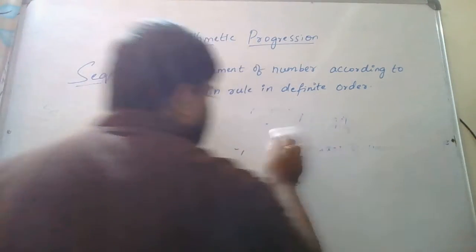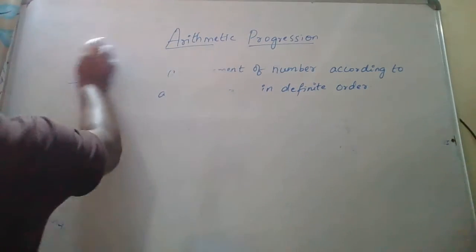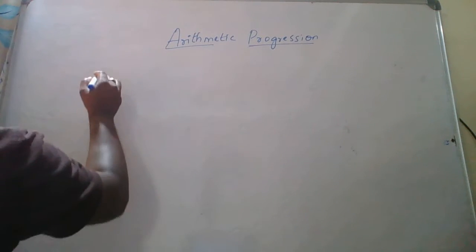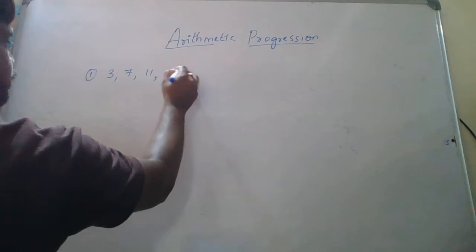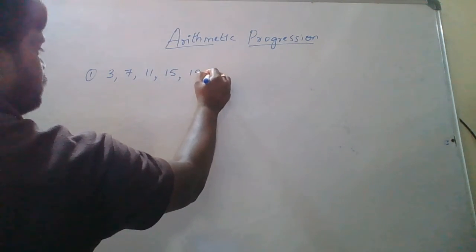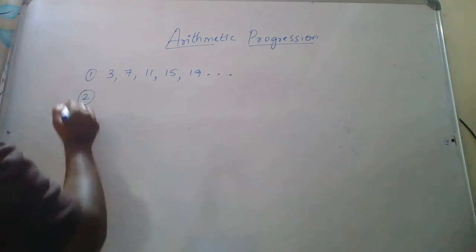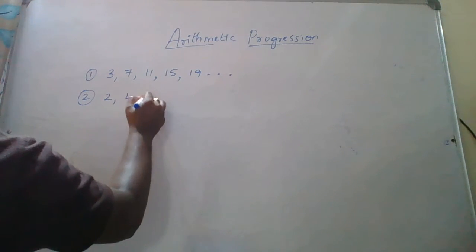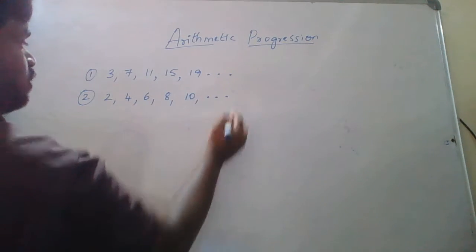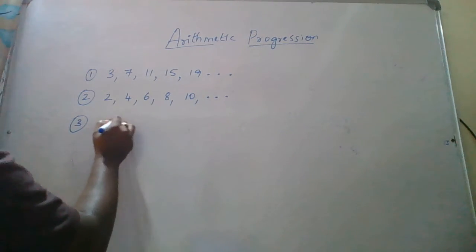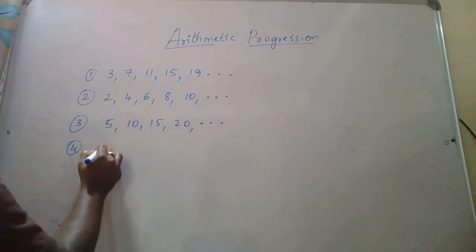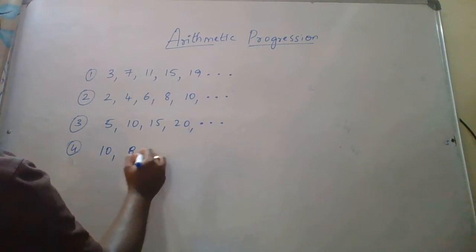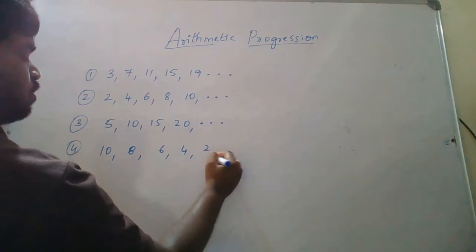So let me write certain sequences. Let me take a few examples. The first one, let me take it again: 3, 7, 11, 15 and 19, and so on. Let's say 2, 4, 6, 8, 10, and so on. Let's take another example: 5, 10, 15, 20, and so on. Or let's take 10, 8, 6, 4, 2, and so on.